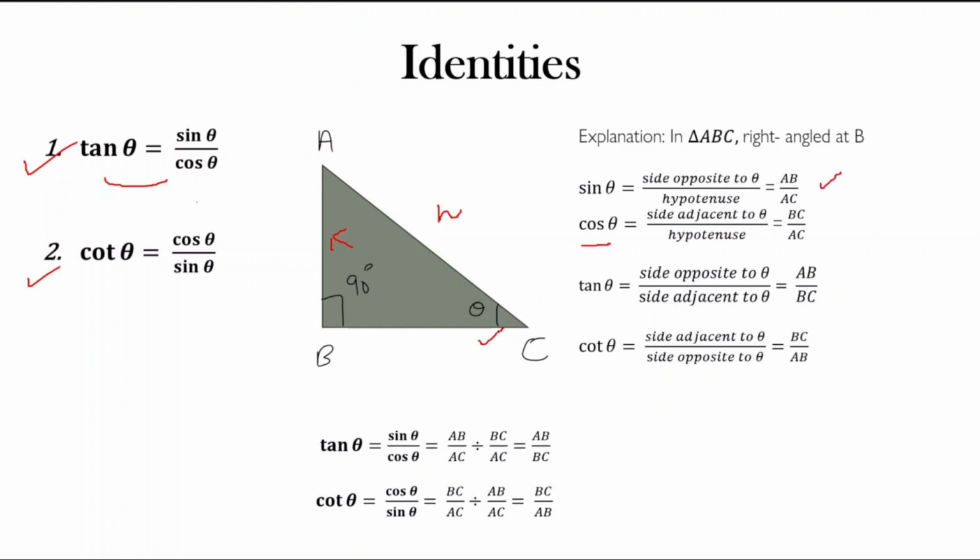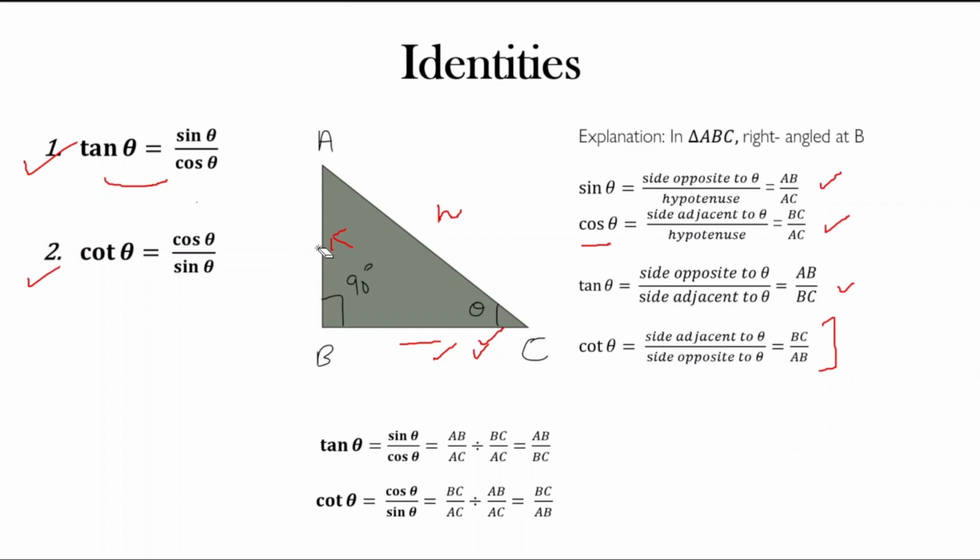In a similar way, cos theta would be equal to the side adjacent to theta, which is BC, over the hypotenuse AC. And tan theta would be the side opposite to theta, which is AB, over the side adjacent to theta, which is BC. And cot theta, as it's the reciprocal of tan theta, is BC over AB, or you can use the formula side adjacent to theta over side opposite to theta. Adjacent is BC, opposite is AB. So from here, we get all the four trigonometric ratios.